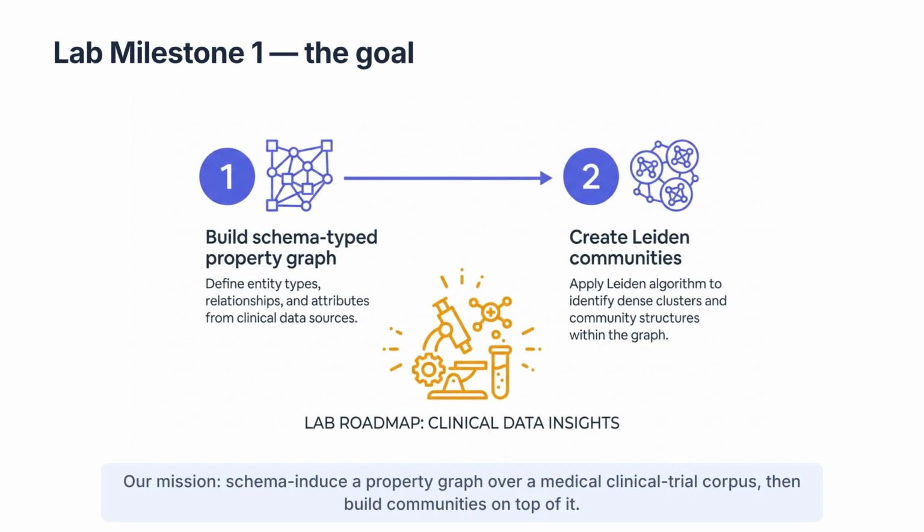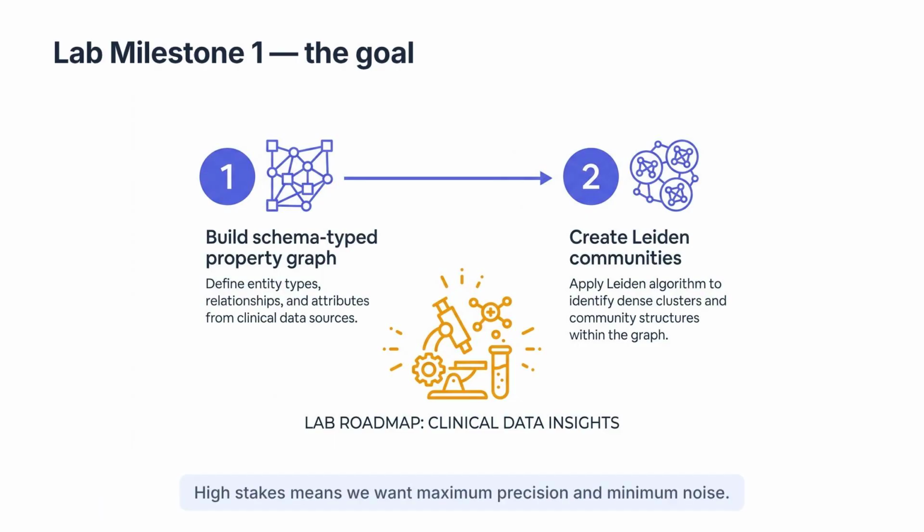Time for the lab. Our mission: schema-induce a property graph over a medical clinical trial corpus, then build communities on top of it. High stakes means we want maximum precision and minimum noise. Two halves: first build the schema-typed graph, then create the communities. Before we touch code, let's meet the two tools doing the heavy lifting.